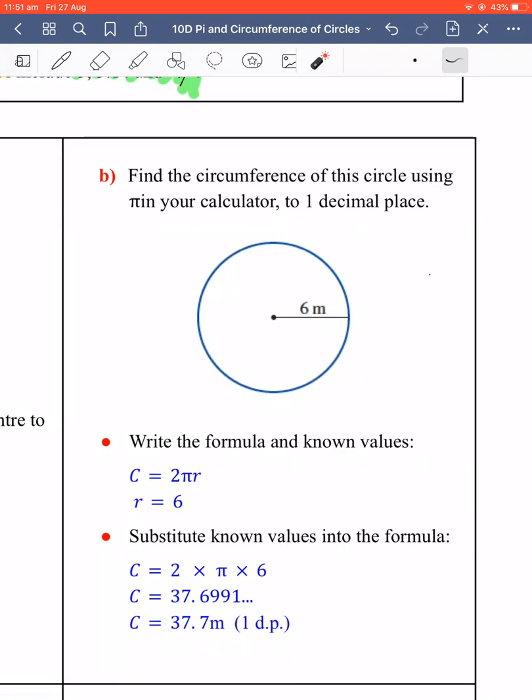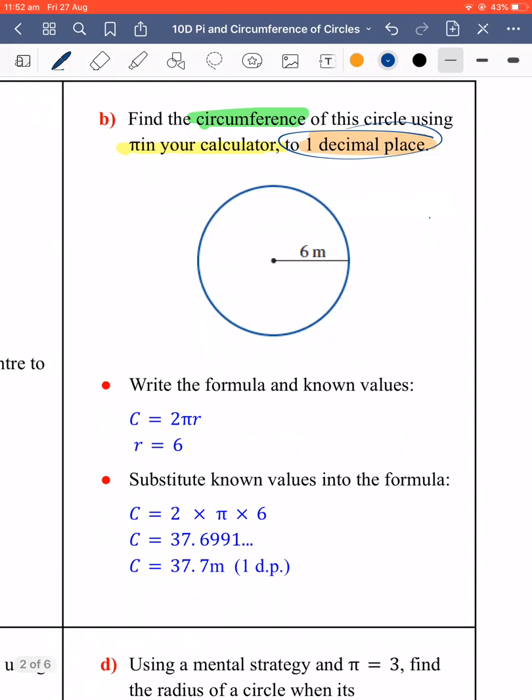Next one we are doing letter B. So find the circumference. So let's keep track of what we're trying to find. Find the circumference of a circle using pi in your calculator. And again, you're going to keep in mind that you are going to round your number to 1 decimal place. So that's really, really important.